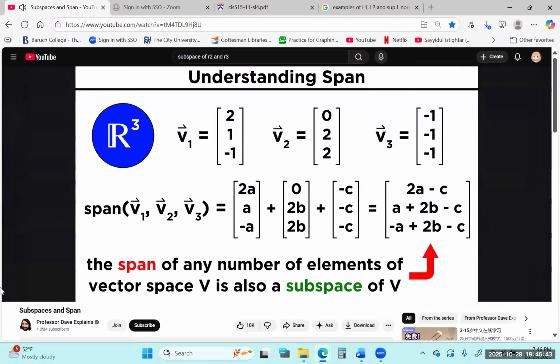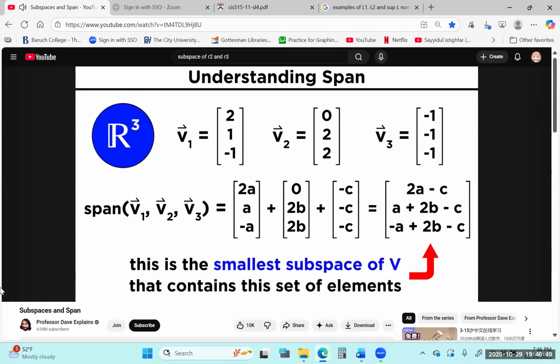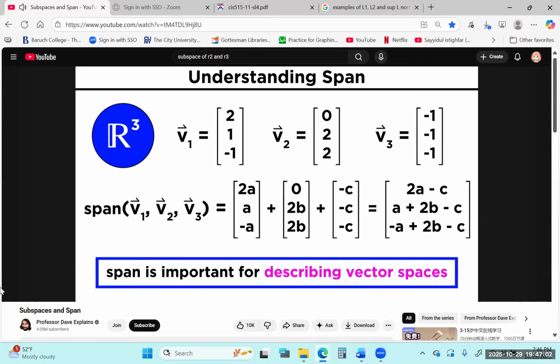It's worth noting that the span of any number of elements of a vector space V is also a subspace of V. In fact, it is the smallest subspace of V that contains that set of elements, as it is the intersection of all subspaces that contain them. Span will end up playing a significant role when it comes to completely describing vector spaces, but for now, let's check comprehension.